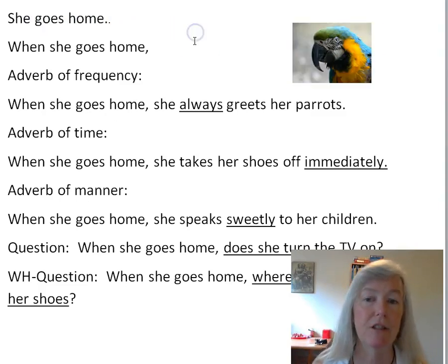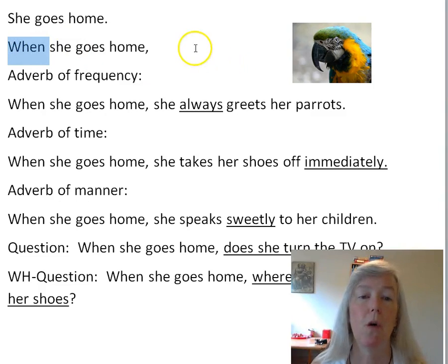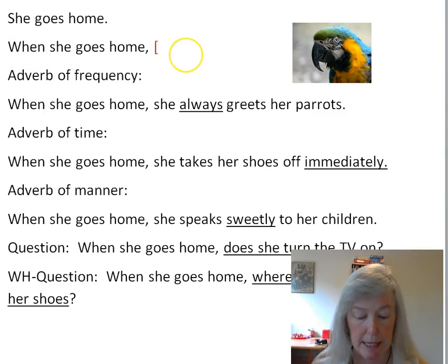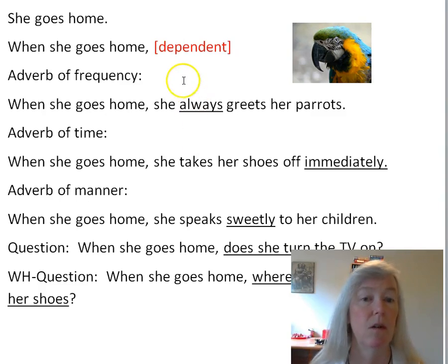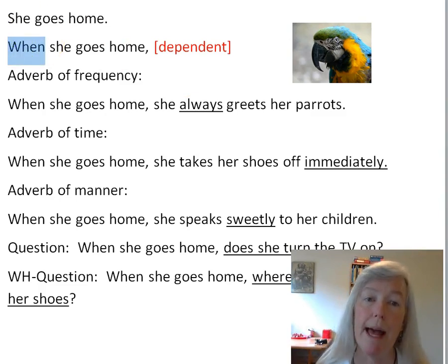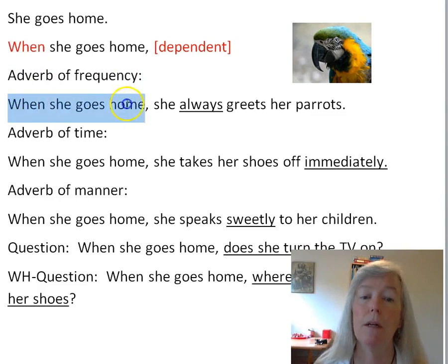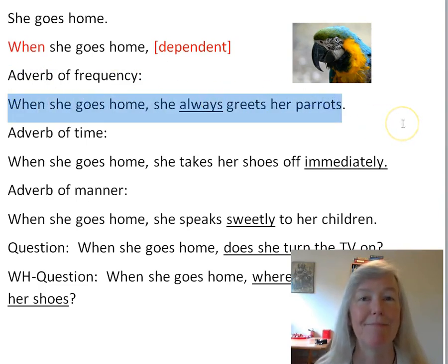So, a basic sentence, she goes home. Basic sentence. When she goes home is no longer a sentence. When she goes home is just a dependent clause. It's a dependent clause. That word when makes it no longer a sentence. When she goes home, comma, and then you need a main clause. When she goes home, she always greets her parrots.